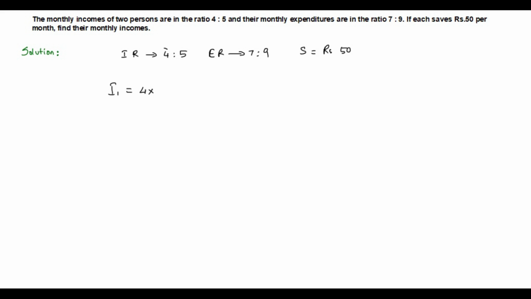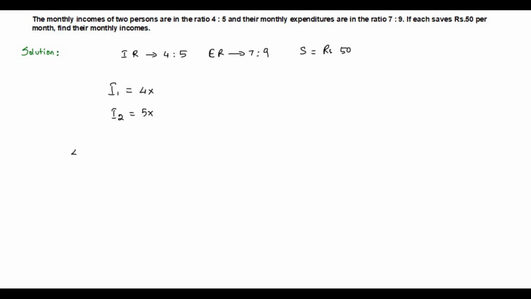That is, you have to multiply both the first term and second term by the same number. Here, I do not know by what number I should multiply. So, I am going to multiply both the first number and second number by x. So, income of the second person is 5x. Okay, now I got the income of the first person and second person. I have to find the value of x.